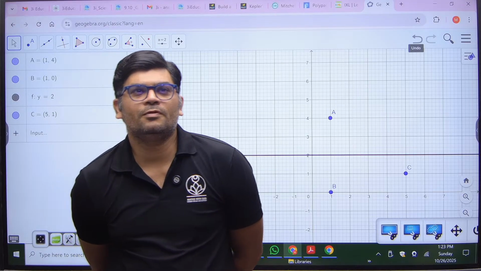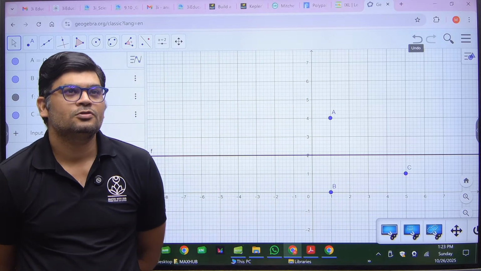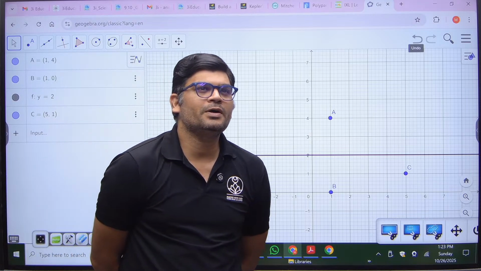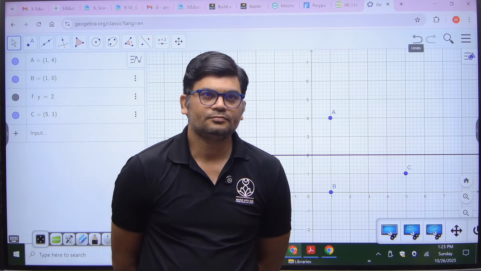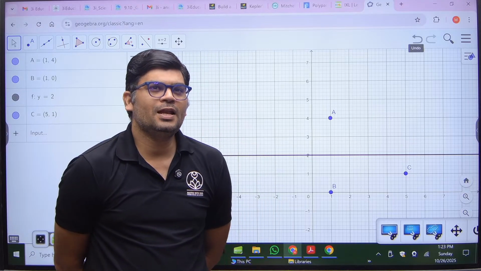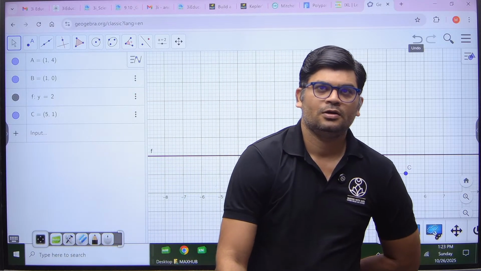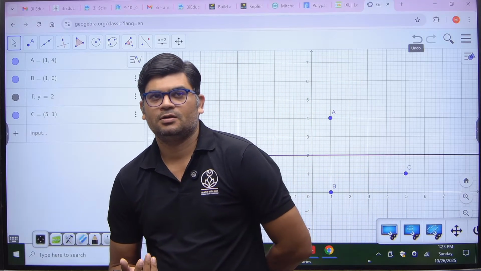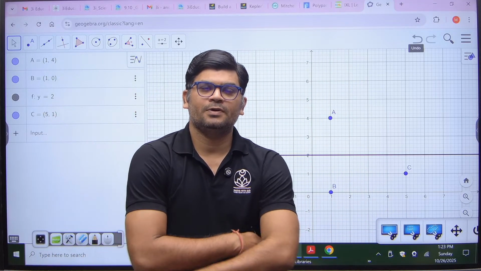Tell me what is the slope of AC? y2 minus y1 upon x2 minus x1. It's simple. So 4 minus 1 upon 1 minus 5. So it is minus 1. Yes. So what is the slope of the line which is perpendicular to the slope of minus 1? It will be plus 1.